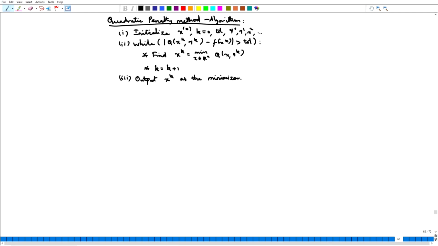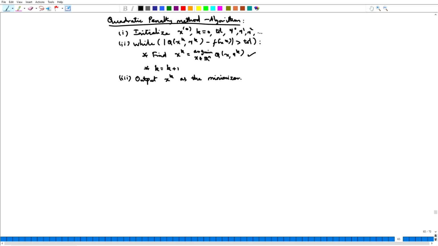Note that in this line, find x_k which is the minimum, I should have written argmin, because this is actually the minimizer and not the minimum, right. So, I should write argmin over x in R^n. This step, I have just written in one line, but it actually needs a complete algorithm.